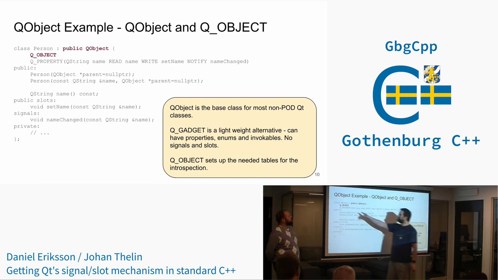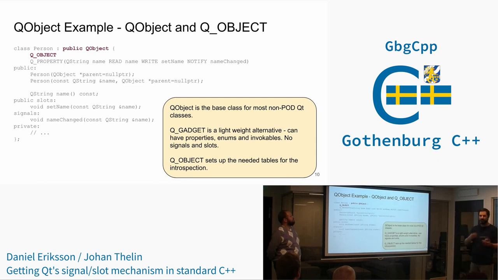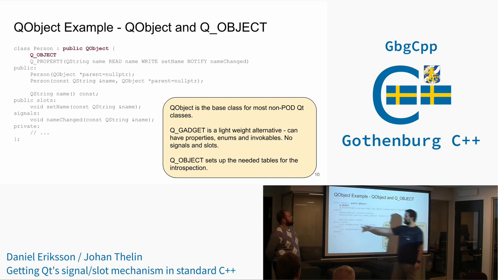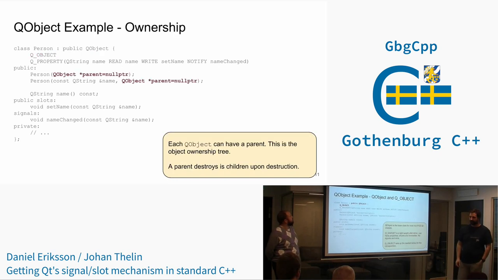And then you have this QObject macro that populates tables that allows us to do this in C++, to look up what properties are there, what functions are there, to dynamically call a function based on a string. So you can send it the name, the set name string, and place a call. The magic, the sort of lookup tables, sits up there behind that macro.